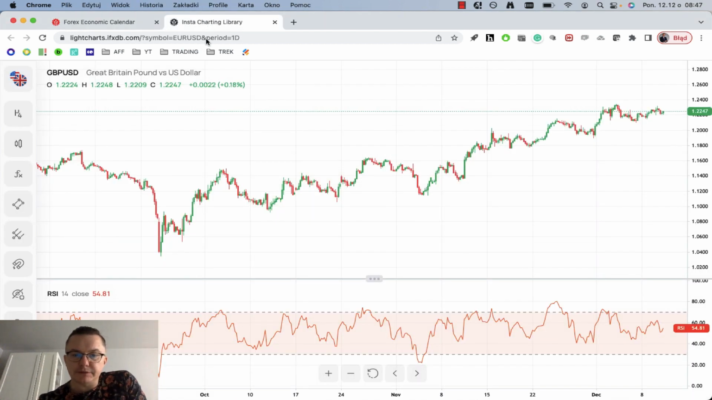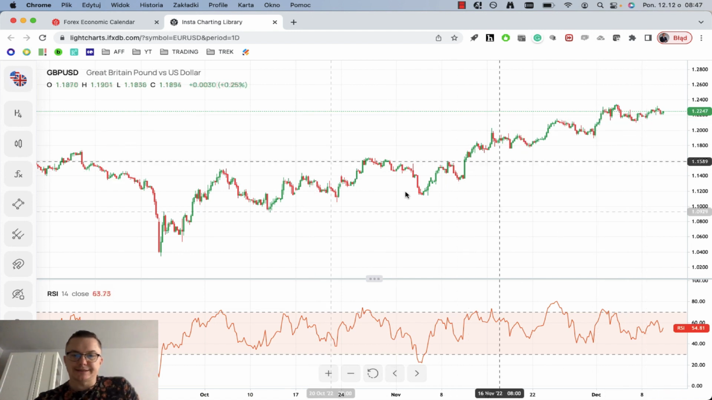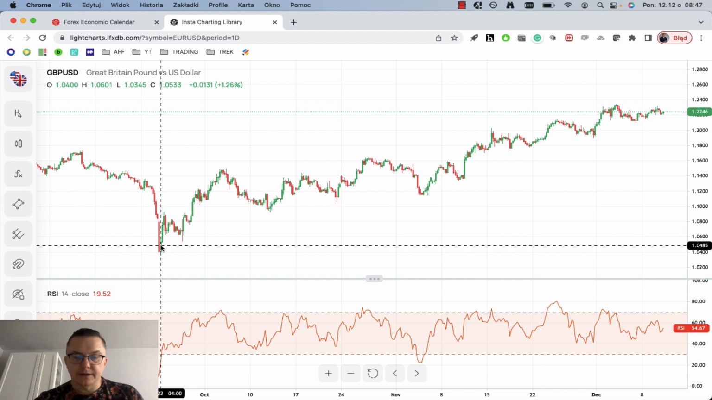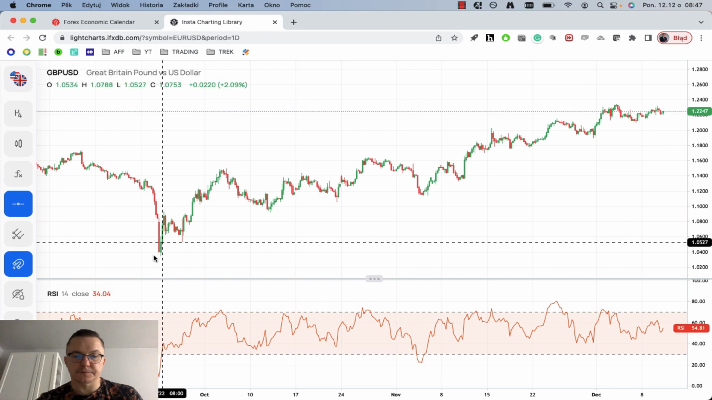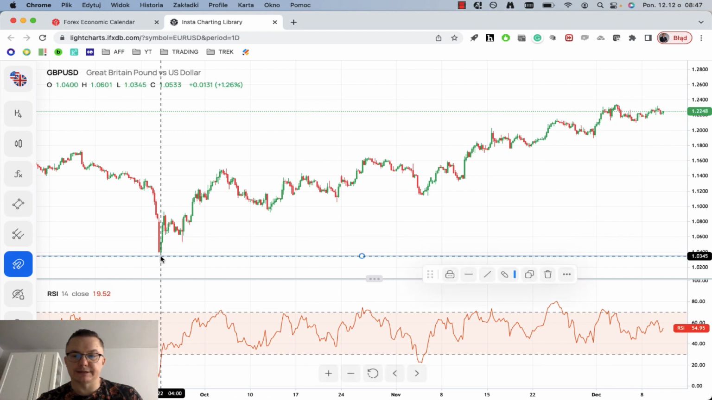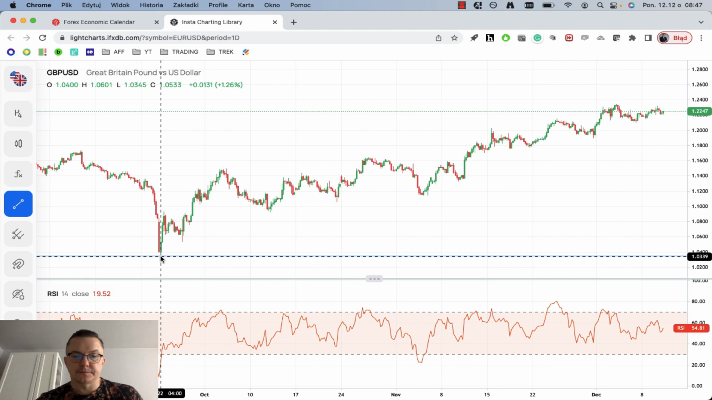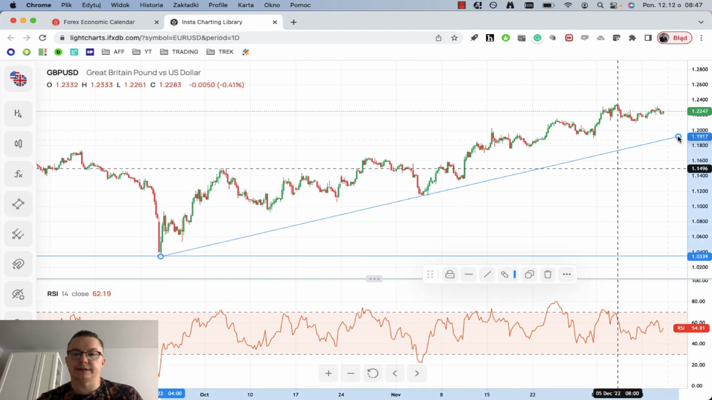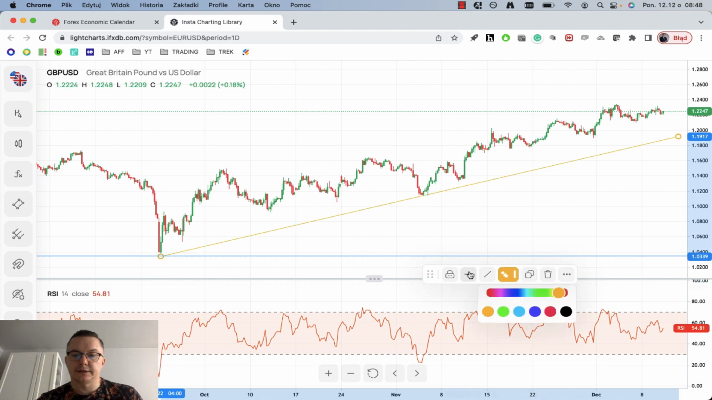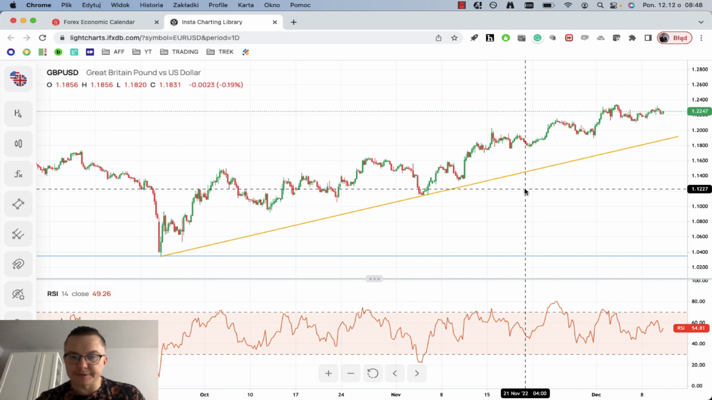As you can see on the British pound chart, we have a very nice uptrend since the lows of September 2022. This is the low I would like to point out, that's 1.0345, and since then we've been trending higher. If we put here our technical line, this might be a trend line, we can clearly see that we are trending above this trend line.